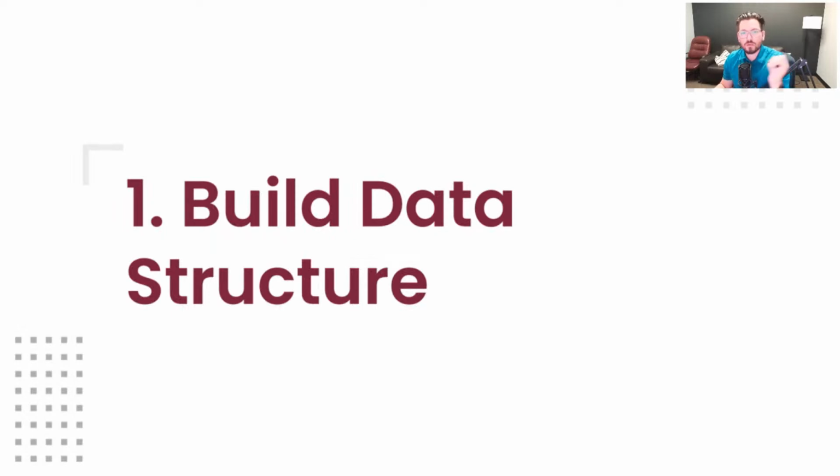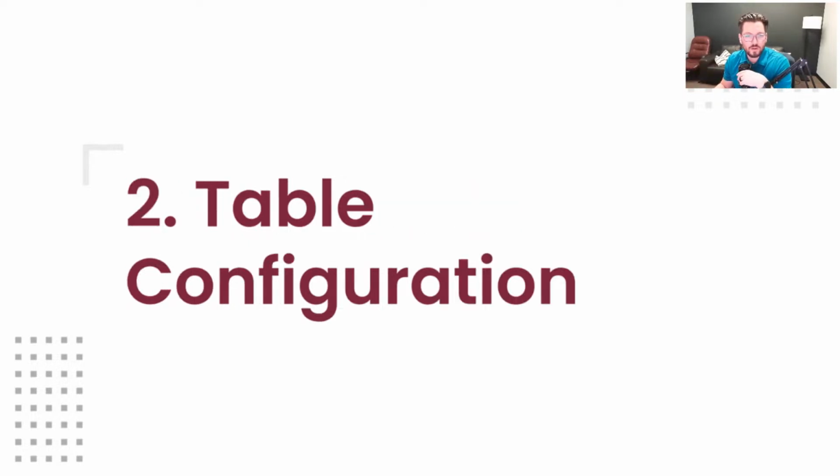Yesterday we took a look at how to build a data structure for a marketing campaign builder. Today we're going to look at table configuration. I've got some steps here that will walk us through exactly how to configure a table in AppSheet. We're going to walk through those step by step, and then I'll show you exactly how that's done inside of AppSheet.